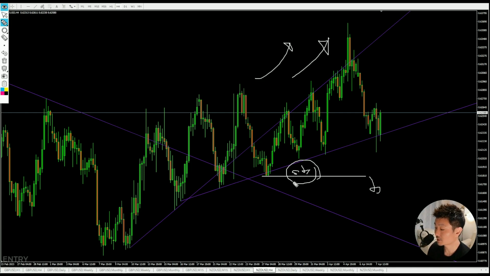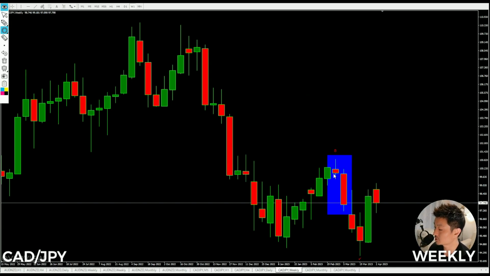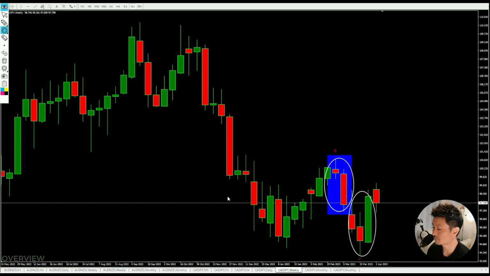Let's go on to the CAD yen. Okay, this is a weekly chart. Let me run you by the current setup I'm looking at. So the last weekly short trade, that formed right here, and the last weekly long trade, that formed right here. Let's go ahead and do our initial analysis to see how much short strength and long strength there is. Let's go over to the monthly chart.